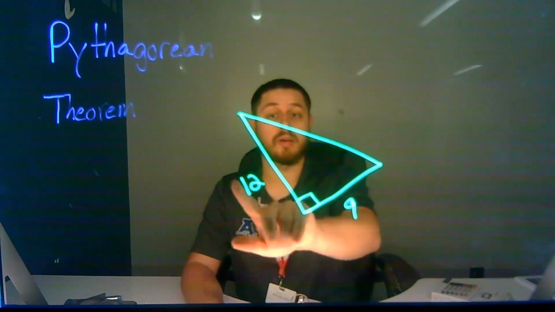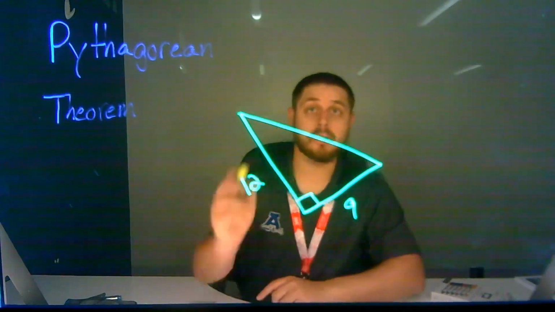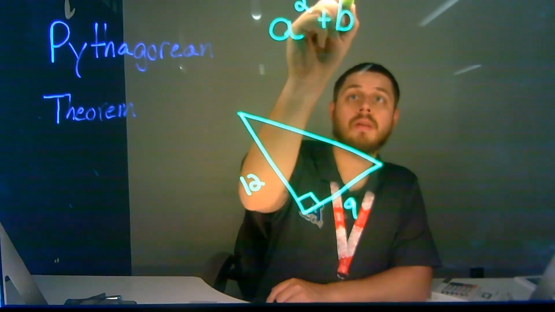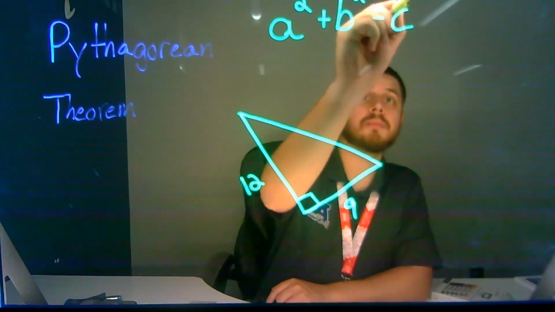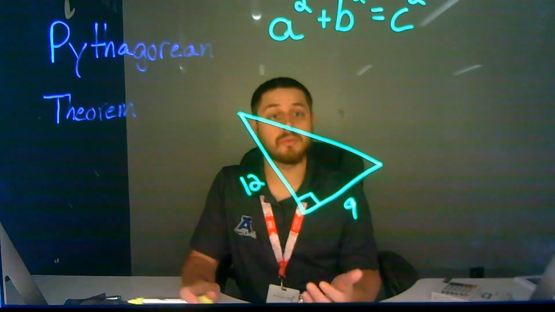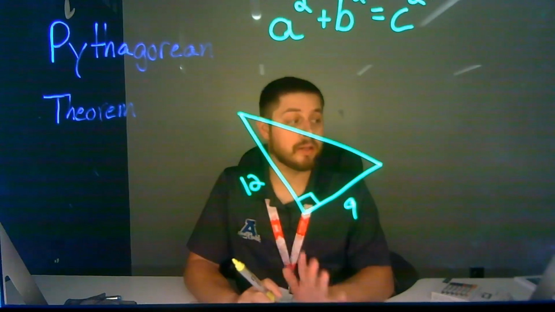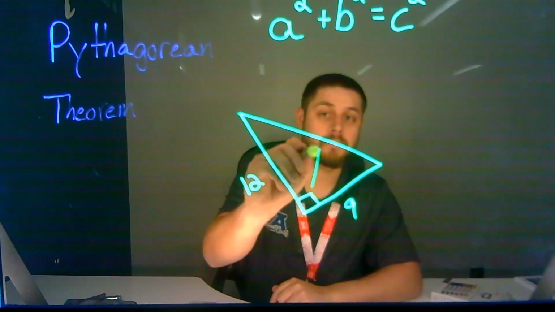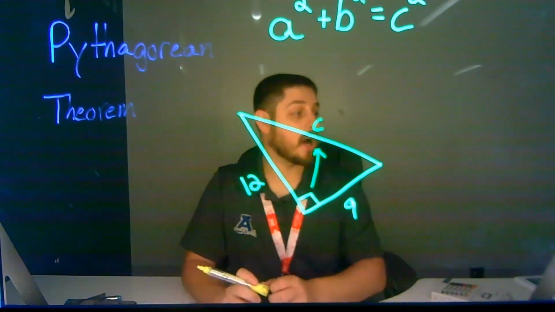So the first thing we need to determine is whether or not they're giving us both the legs and we need to find the hypotenuse, or they're giving us one leg and the hypotenuse and we have to solve for the other leg. So in this case, we know that we're trying to find the hypotenuse here because that is opposite of the right angle.